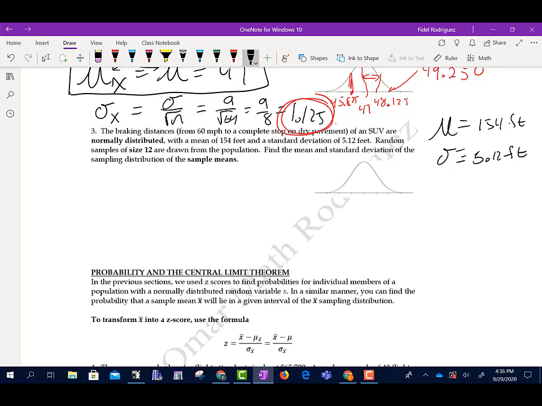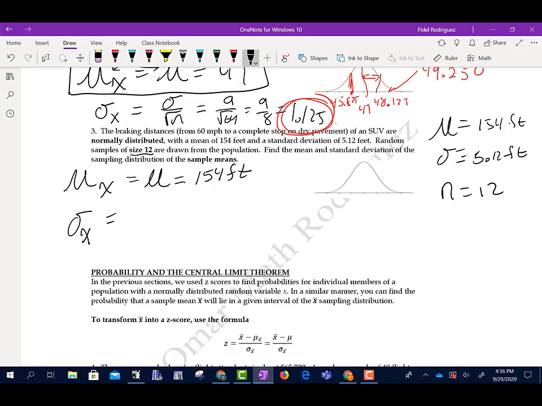Okay. Random samples of size 12, so that's telling me my n is going to be equal to 12, are drawn from the population. Find the mean and standard deviation of the sampling distribution of sample means. Okay, so the first thing, the mean of the sampling distribution of the sample means is equal to the mean of my population, which was 154 feet. Okay.